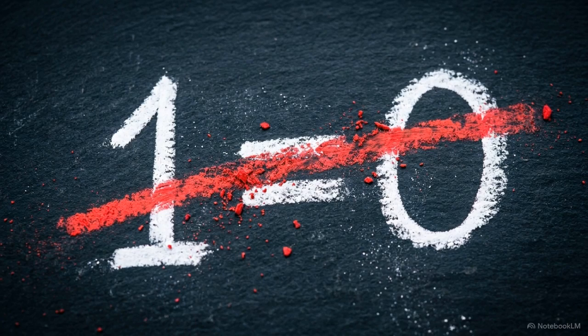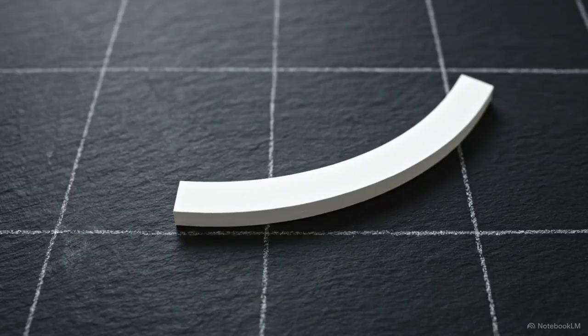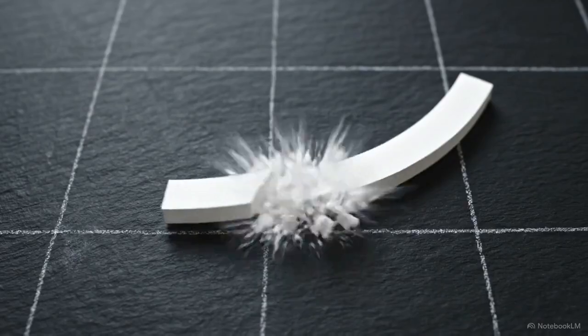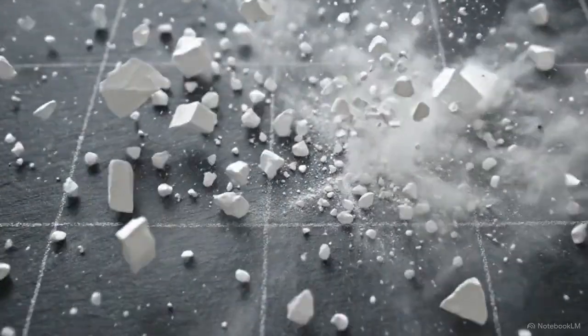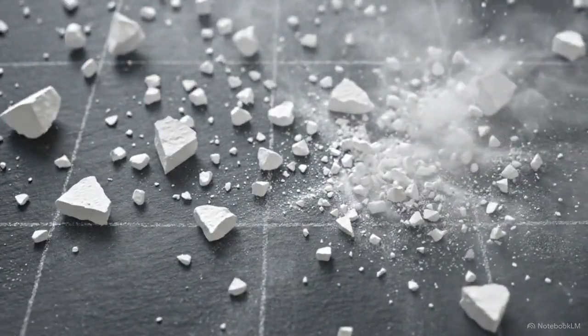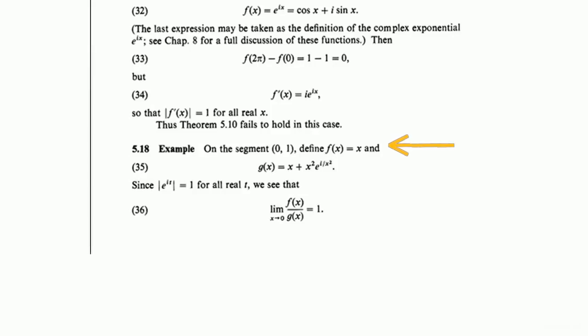This rigorous logic holds perfectly for real numbers, but the entire theorem physically fails when transitioning into the complex plane. Walter Rudin provides a definitive counterexample. He defines f of x equal to x and g of x equal to x plus x squared times e to the power of i over x squared. As x approaches 0, this limit cleanly resolves to 1.